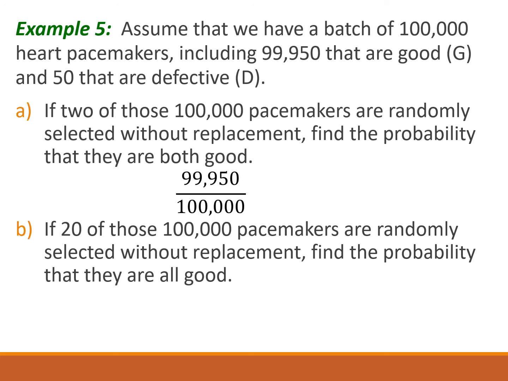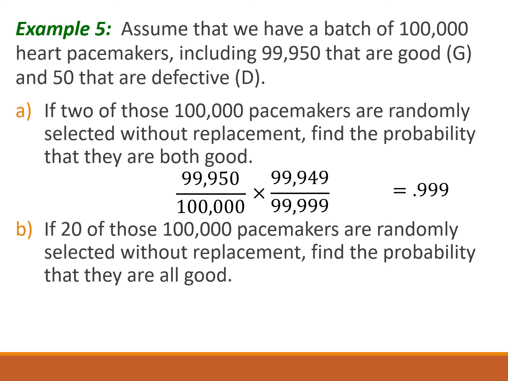The probability that the first is good is 99,950 out of 100,000. We take that one pacemaker away. The probability of selecting another good one is 99,949 out of 99,999. Multiply them, we get our answer, 0.999. Part B, now we want to select 20. If 20 of those 100,000 pacemakers are randomly selected without replacement, find the probability that they are all good.